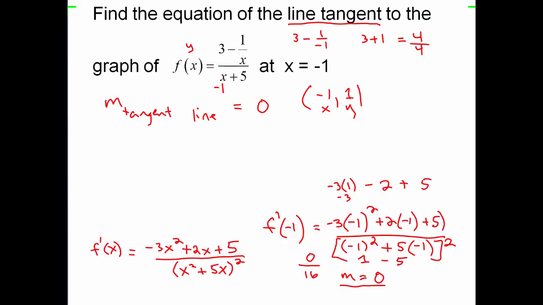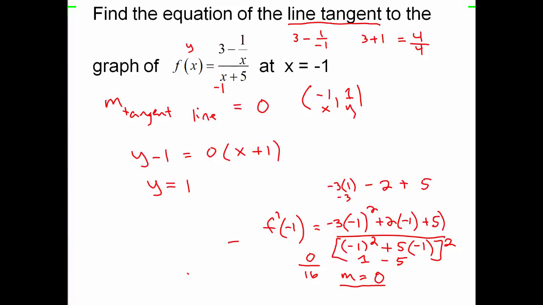Now that we have a point, we have the slope, we can write our equation of the line. So throw it into point slope: y minus 1 is equal to 0 times x plus 1. And then, well, anything times 0 is 0. So just add the 1 to the other side, so y is equal to 1. Alright, now recall, let me erase this. Now let's think about everything that's going on.